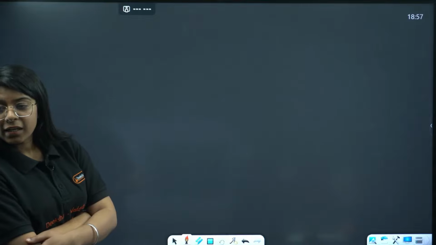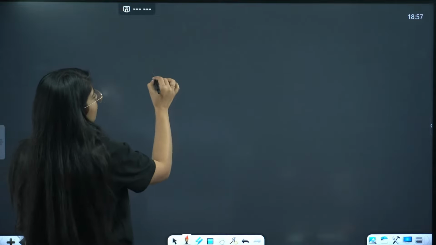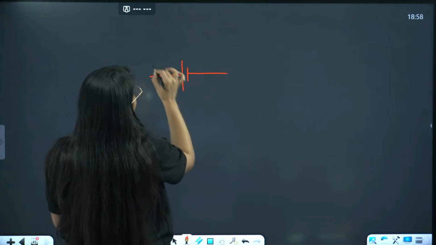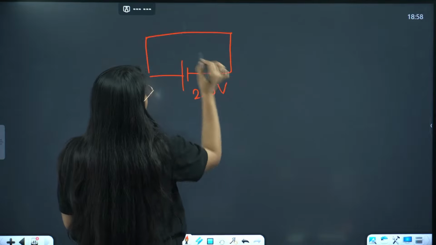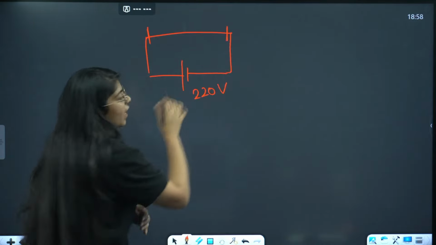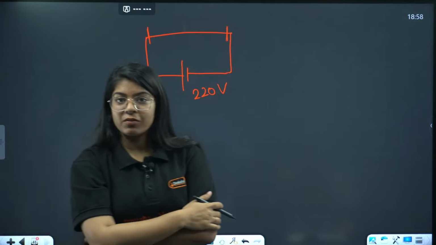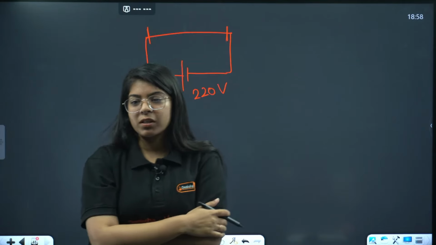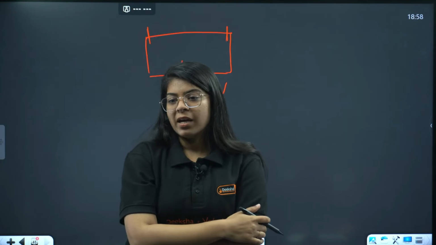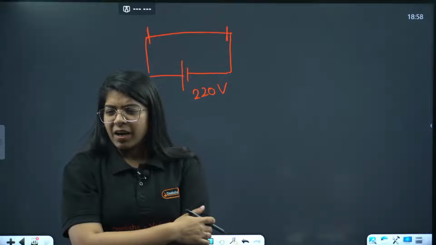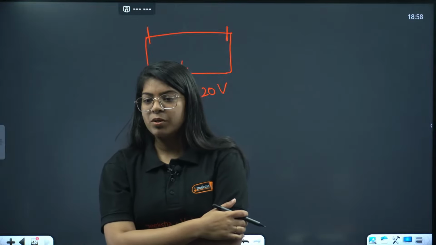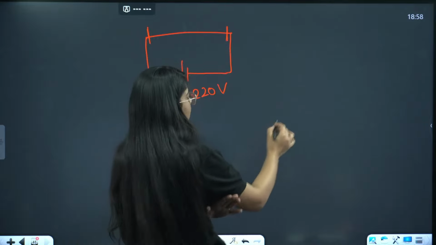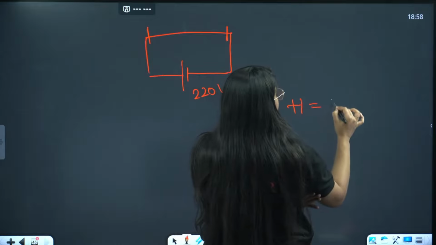So you are saying a uniform wire when connected directly to a 220 volt line. Whenever you have this question, just make a diagram. 220 volt, and this is the wire. I have seen this question for the first time. Let's see if we can solve this or not. I'll get back to you if we can't, right? A uniform wire, when connected directly across a 220 volt line produces heat H per second. So heat is H per second.